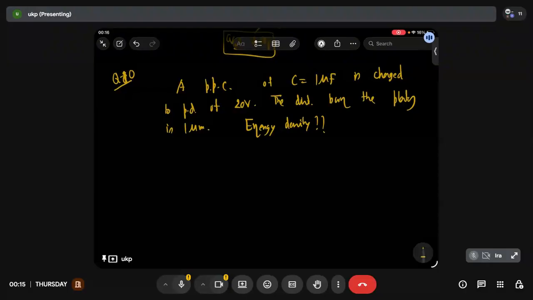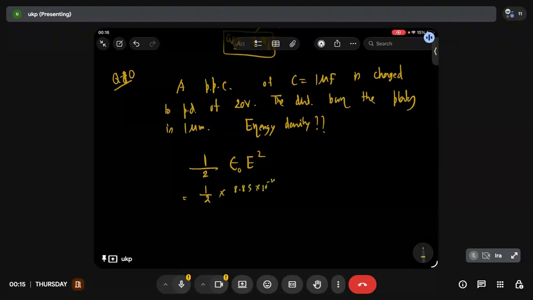What was the formula for energy density? Half into epsilon into E square. It is the exact formula, but in this case nothing is mentioned about dielectric. So I can assume that there is no dielectric. The space between the two plates is filled with air medium only. So since it is air medium, I will be using epsilon naught. I will know the value of epsilon naught, so what is the value of epsilon naught? 8.85 into 10 to the power minus 12. I need the electric field. As much physics as I know, electric field is the potential difference between the two plates by the separation. What is the potential difference between the two plates?